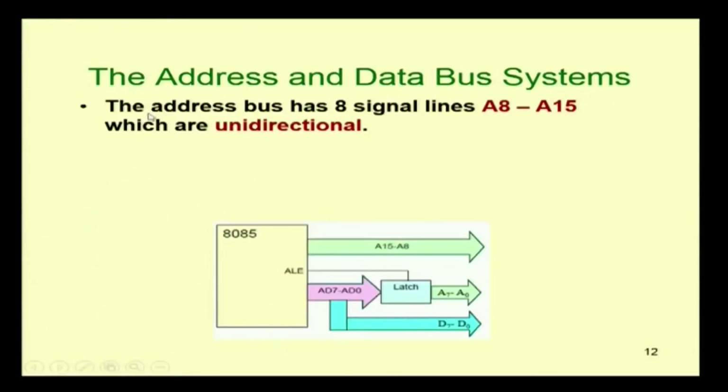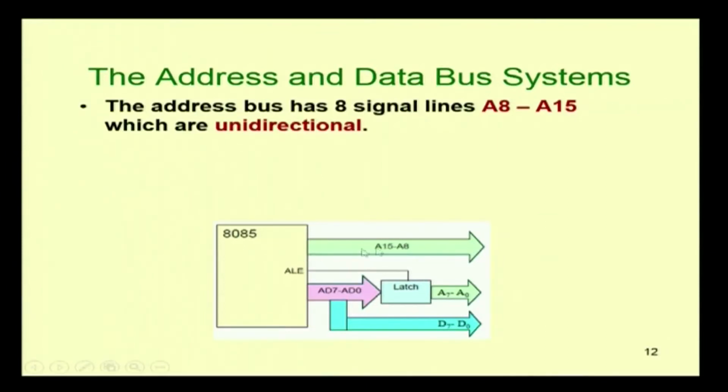We will now again continue with the study of the address and the data bus system. Here you please see this is unidirectional. The address bus is unidirectional, which means the address will be sent by the microprocessor to the external units, that is, you see the arrow in this direction.